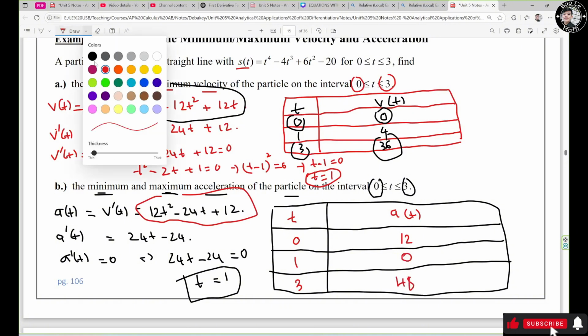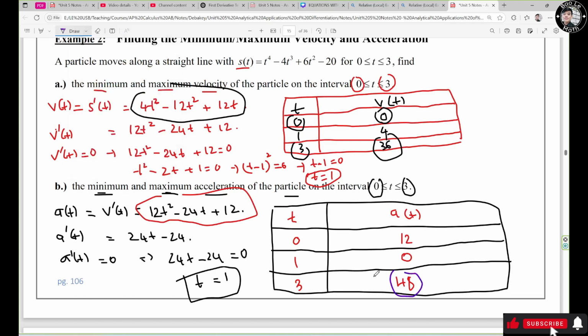Now you can conclude that the maximum acceleration of the particle is 48 at t equals 3, and the minimum acceleration of the particle is 0 at t equals 1. And it's a good time to stop.